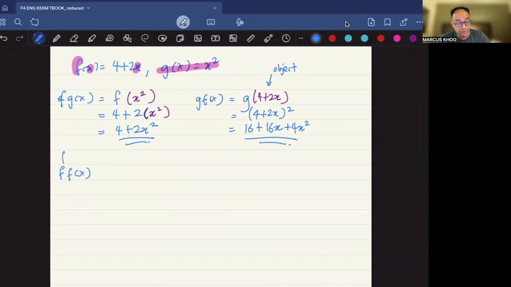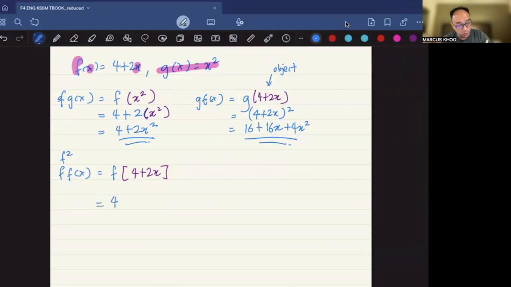ffx, which is f squared. So ffx. What's my f? My f is 4 plus 2x. So I'm going to put this object into the f. What is the object of f? X first, right? So it's 4 plus 2 times the object. So now my object is 4 plus 2x. I'm going to use this and put it into the function.